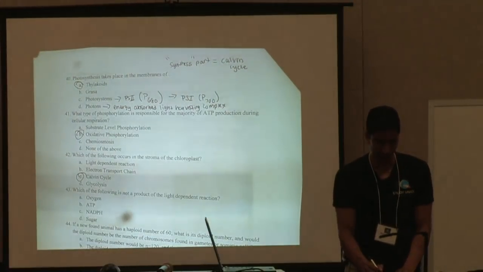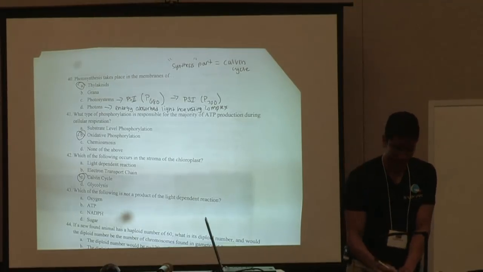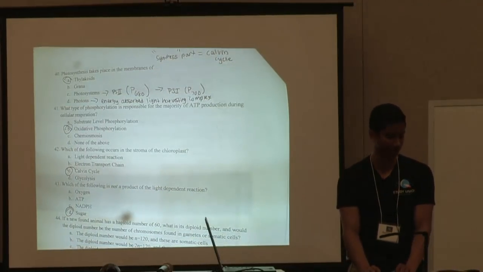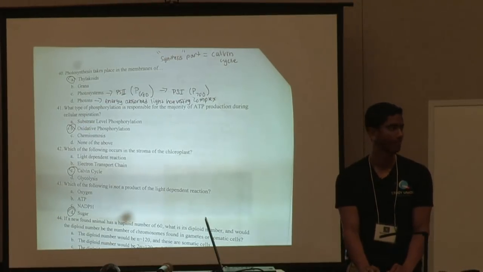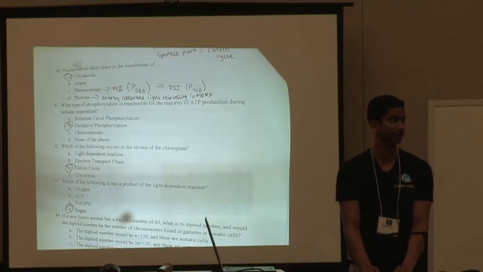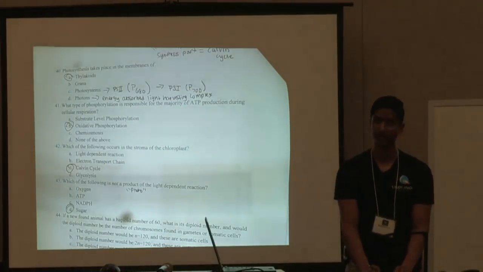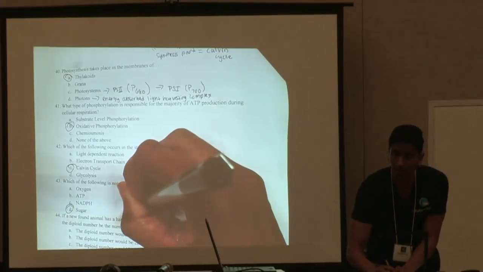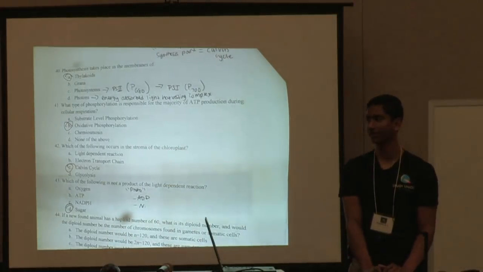All right, which of the following is not a product of the light-dependent reaction? Sugar, right? The rest of these are products of the light-dependent reaction. Does anyone know what goes into the light-dependent reactions, or the photo part? What is it? ADP, good. What else? CO2? So CO2 doesn't go in.